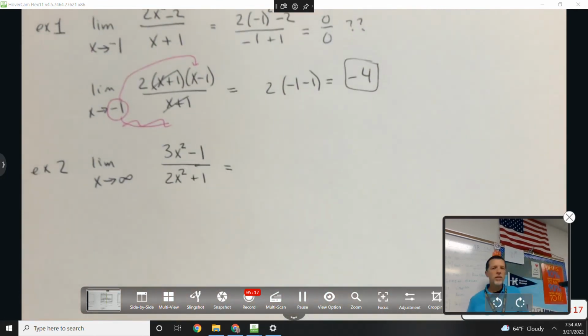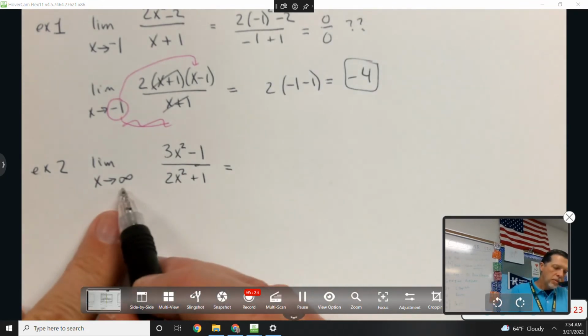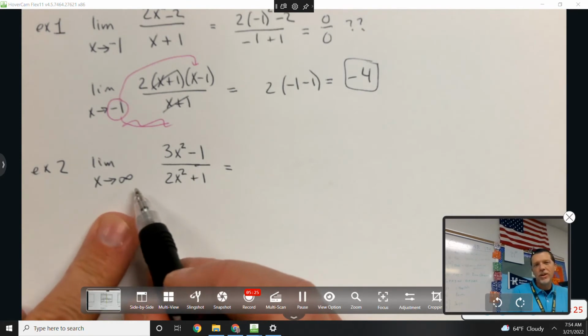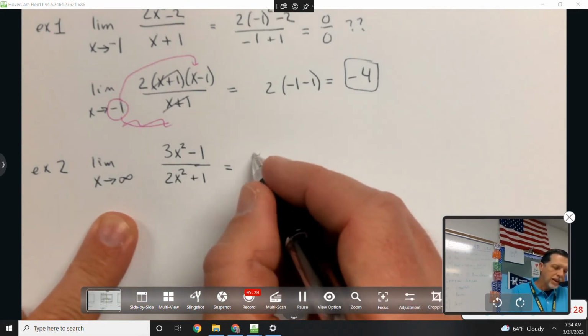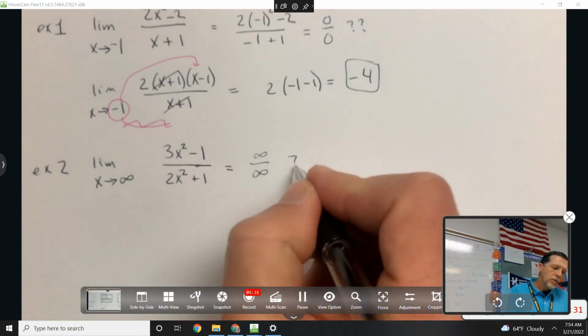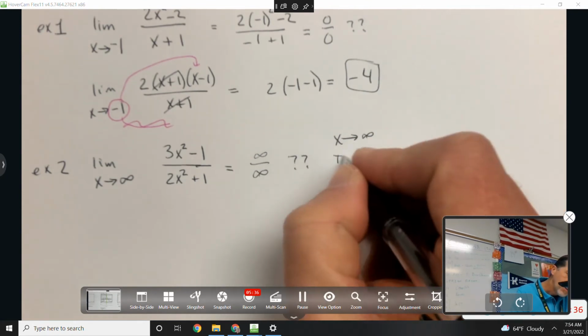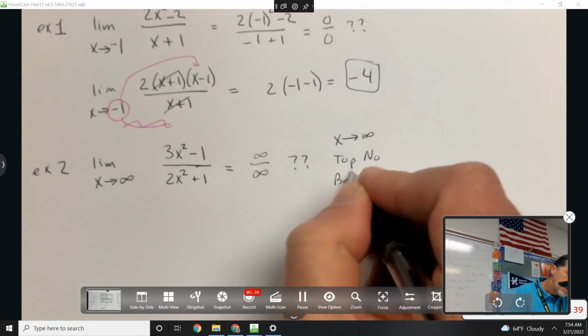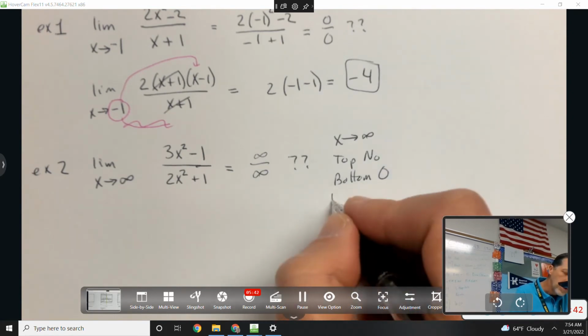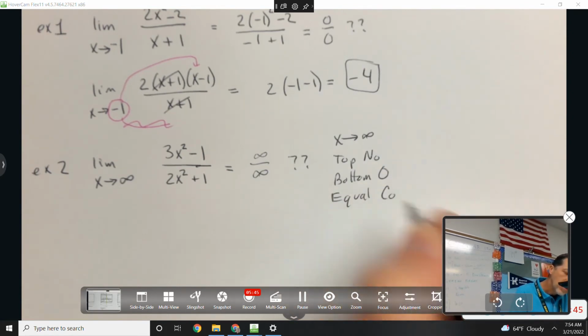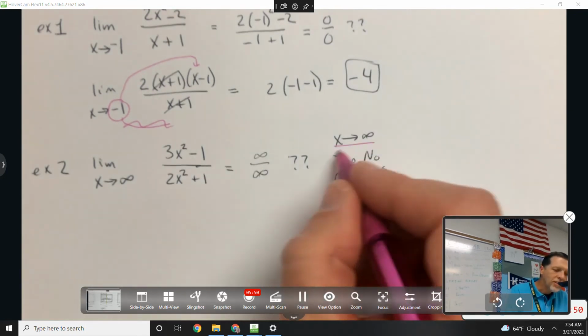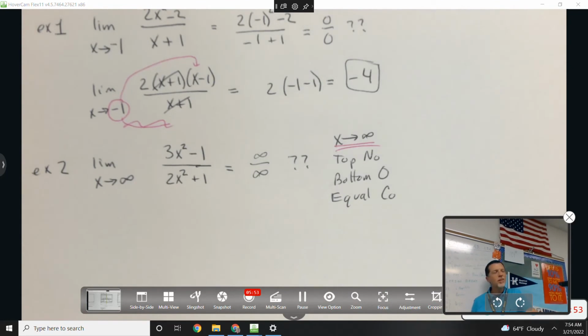Limit as x goes to infinity of 3x squared minus 1 over 2x squared plus 1. Well, we already know the shortcut on this one, but if we plug in infinity, we would get infinity over infinity. What does that mean? Who knows? But if x goes to infinity, this is the top no, bottom O, equal co situation. Again, that's only as x goes to infinity. People go crazy with the top no, bottom O, equal co thing and over apply it.